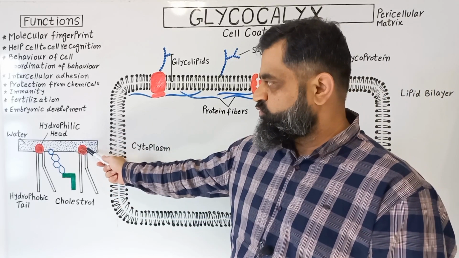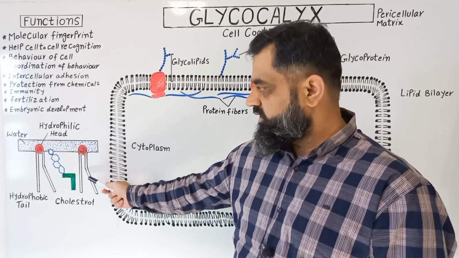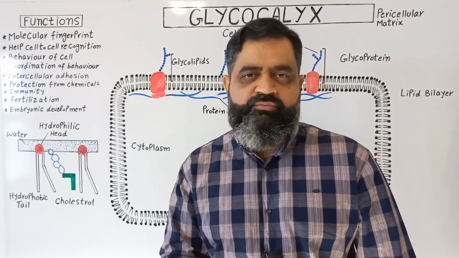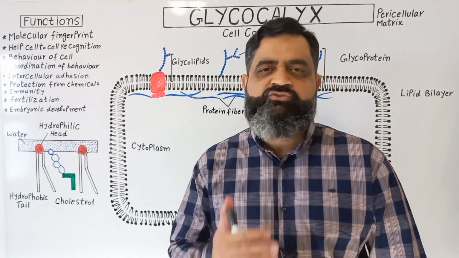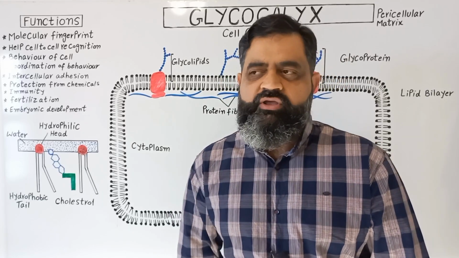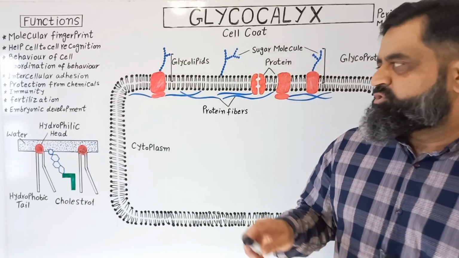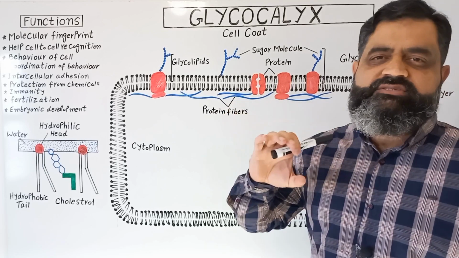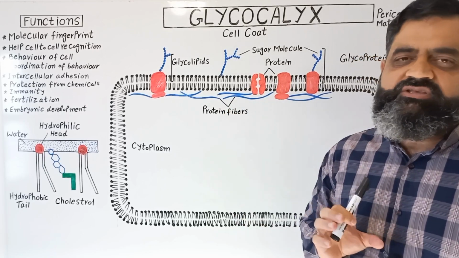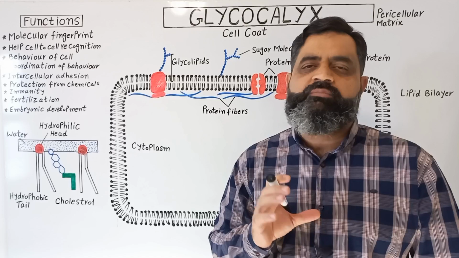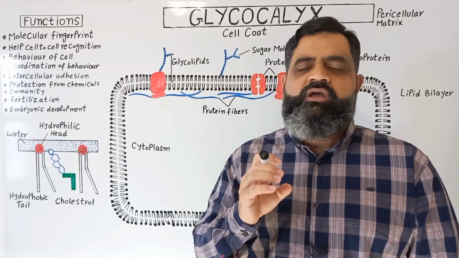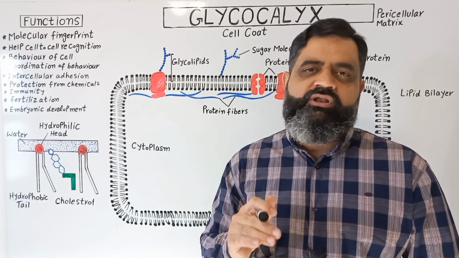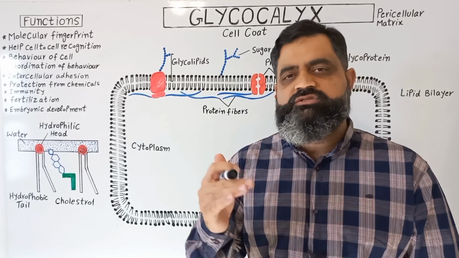Their head is towards water or the liquid, and their tails are hydrophobic and oriented inward, and they also contain cholesterol molecules for stability. This is also known as the fluid mosaic model. According to the fluid mosaic model, the lipid bilayer also contains some protein molecules embedded inside it. These are very important protein molecules which help in the structure of the cell membrane or plasma membrane, and also help in the transport of material across the plasma membrane.